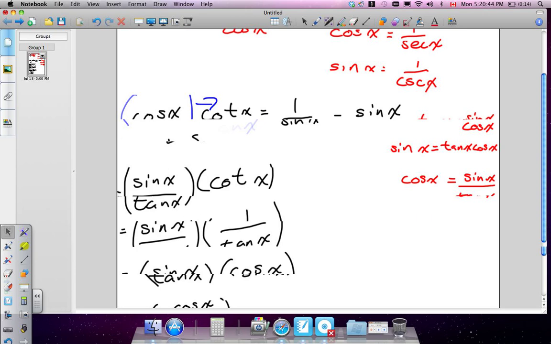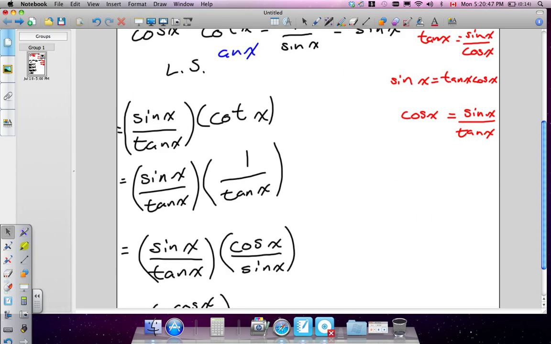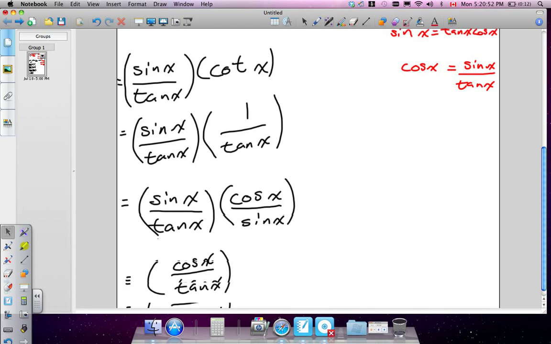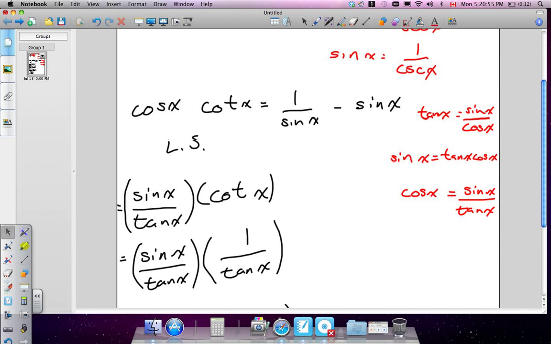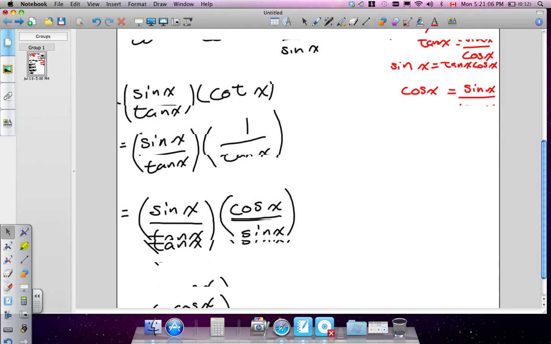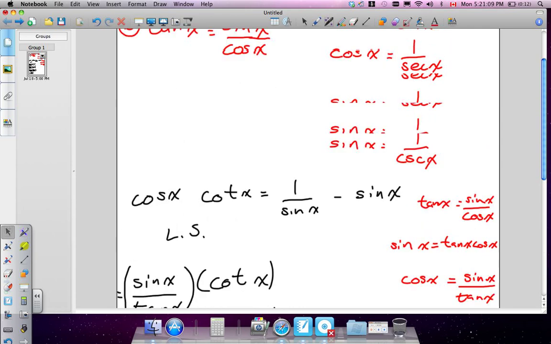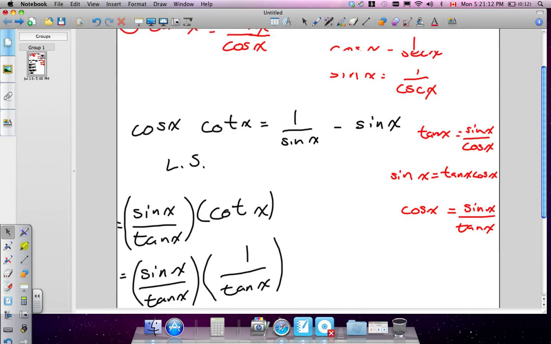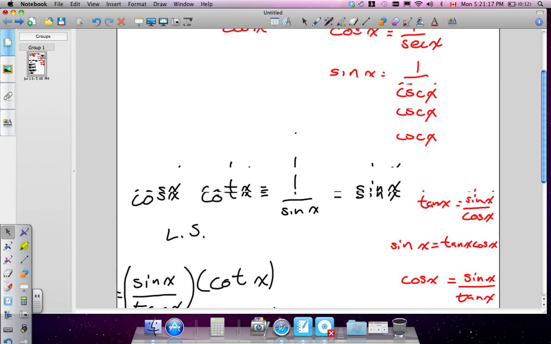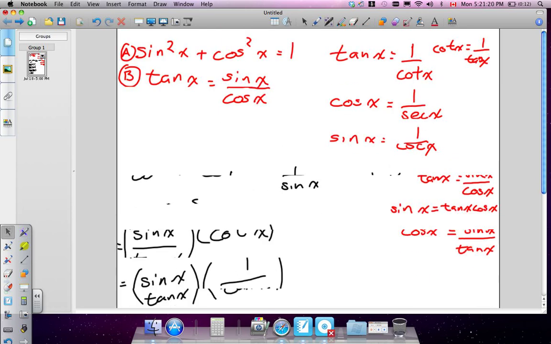We tried it this way because we were hoping to get more sine x's into it. But what we found out is we ended up eliminating our sine x. So now I have cos x divided by tangent x. So let's look at our identities here. Cos divided by tangent. If I were to replace cos and tan, I don't really seem to get anywhere.